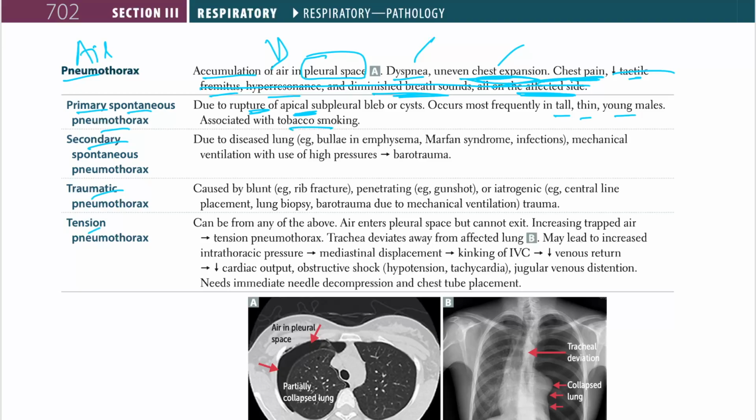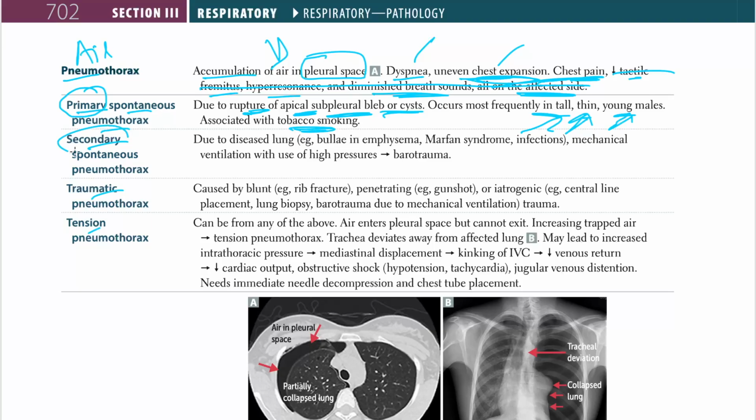So again, primary meaning the problem is there. It initiates from there. There's a rupture of these subpleural blebs or the cysts, which causes the air to go out into the pleural space, causing pneumothorax, right? And which patient are you going to see it in? In tall, thin, young males associated with tobacco smoking.